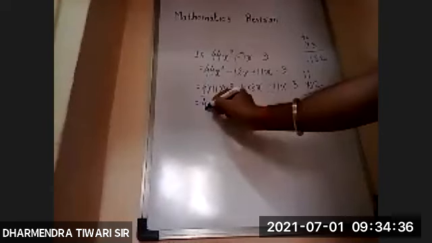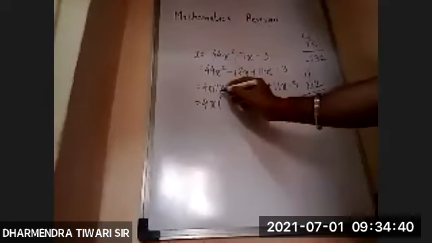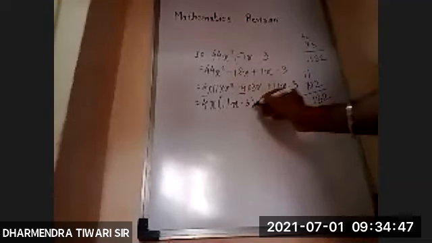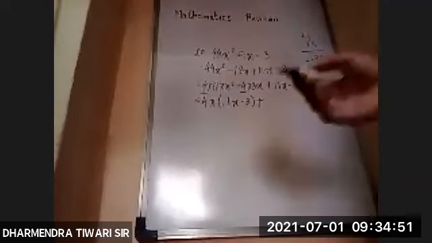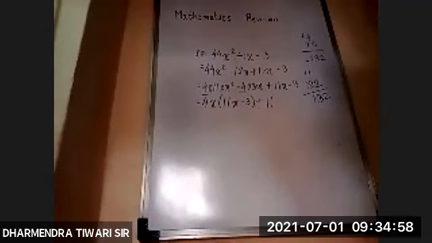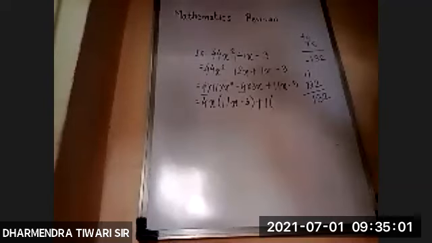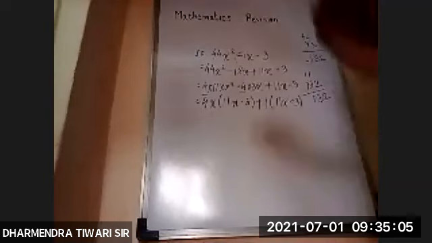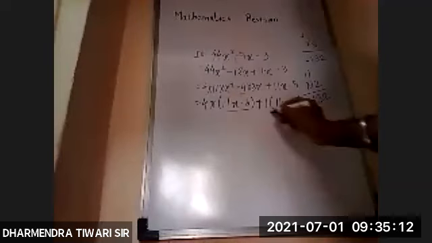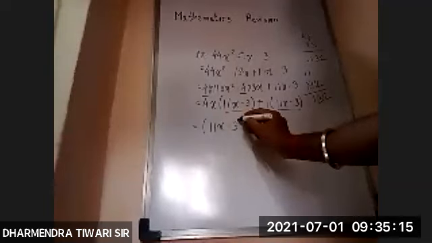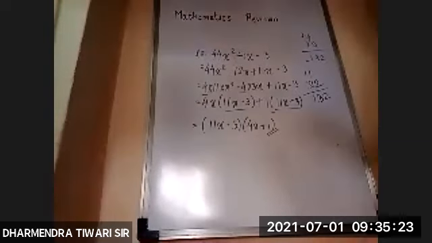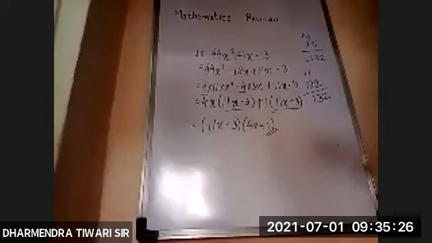We can see that 4 and x are common. So taking 4x common, what remains? 11x minus 3. And here also, as you can see, nothing can be taken as common, so 1 can be taken as common. Whenever we get a problem where nothing can be taken common, you can take 1 or minus 1 as common as per requirement. Here only 1 can be taken common. So 11x minus 3, 11x minus 3. So this is 11x minus 3 and in bracket 4x plus 1. So these are the factors.